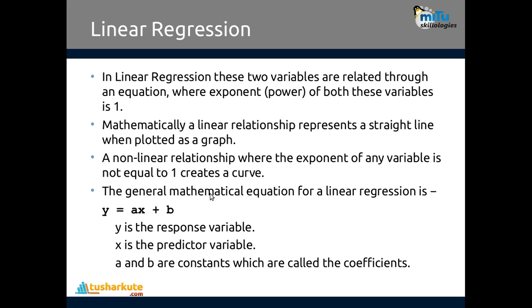The general mathematical equation for linear regression is y = ax + b, as we all know. Here y is the response variable and x is the predictor variable. Basically y is the output variable and x is the input variable, and a and b are called coefficients. If you compare with Python's linear regression class, b is called the intercept and a is called the coefficient, whose values we have to calculate, and based on that we form this equation when the value of x is given as input.